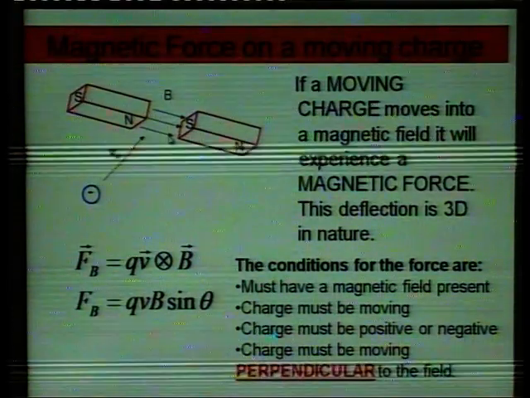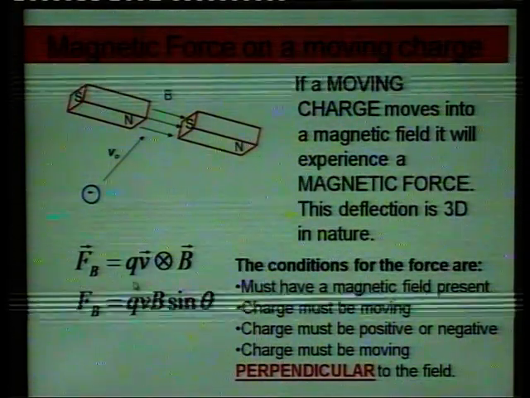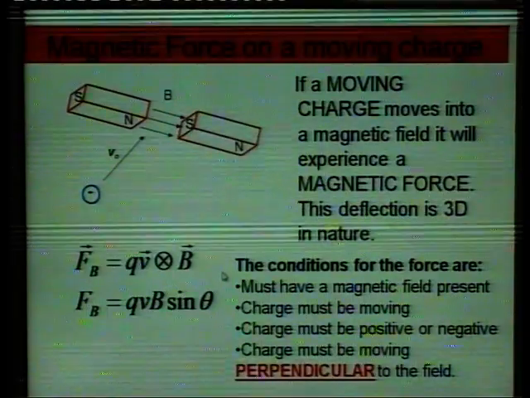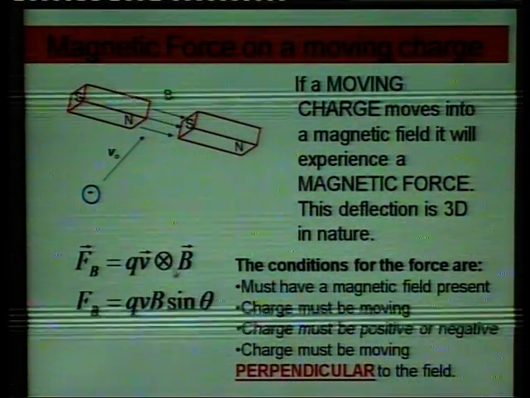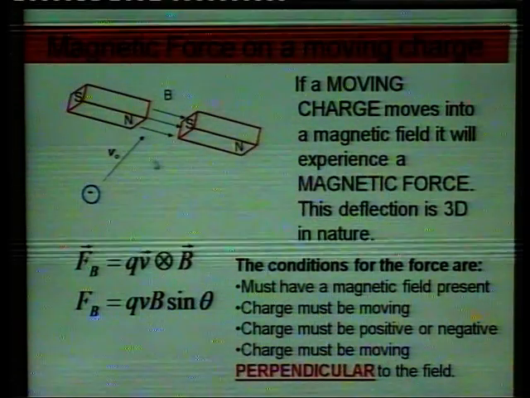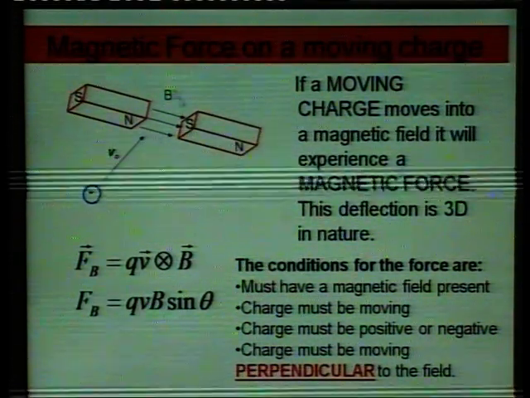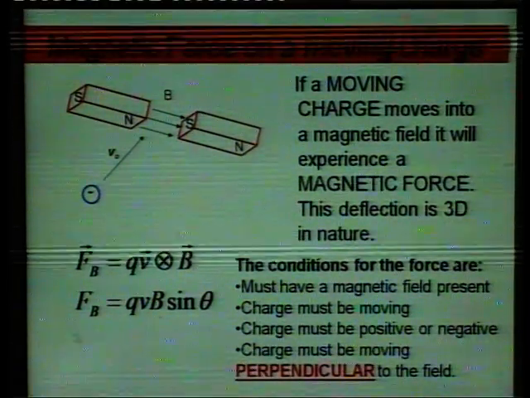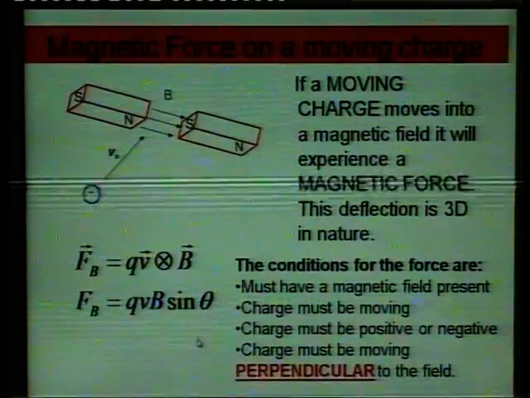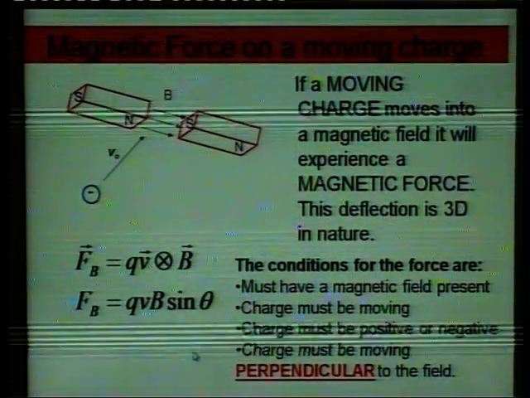The expression of this force F is given as Q V cross B, where Q is the magnitude of charge, V is the velocity of the charge, and B is the magnetic field of this magnet. So this is the expression of force experienced by a charge moving in a magnetic field. F is Q V cross B, or F is QVB sine theta.